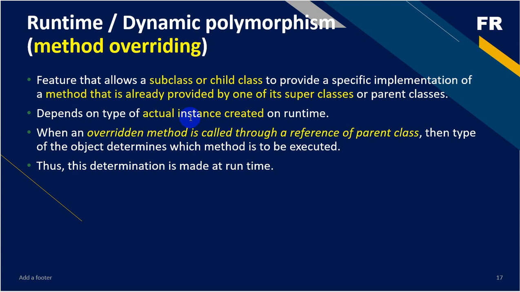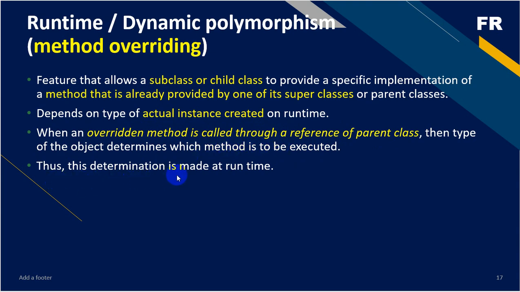It will depend on what type of object we are using to access an appropriate method of a child class or the parent class through it, and we'll see later on. When an overridden method is called through the reference of a parent class, then the type of object determines which method is to be executed. So in dynamic polymorphism, things are happening dynamically, because through the parent class object, we'll try to access an overridden method and we'll decide which method will be executed at the runtime.